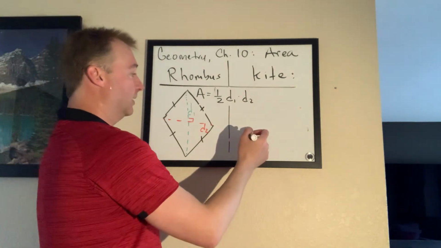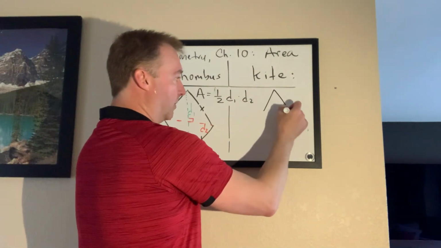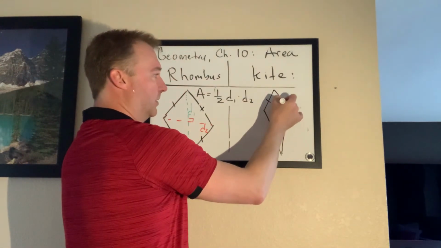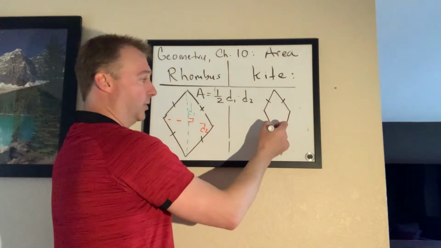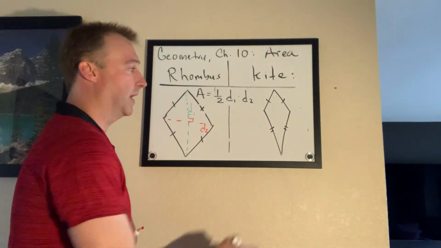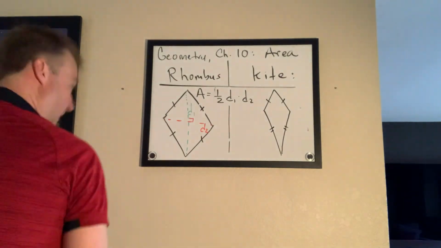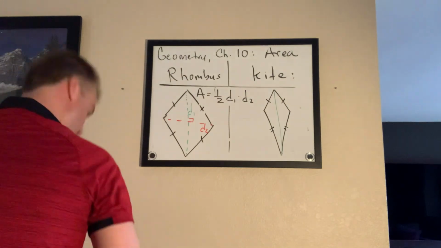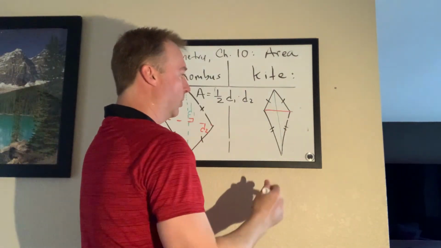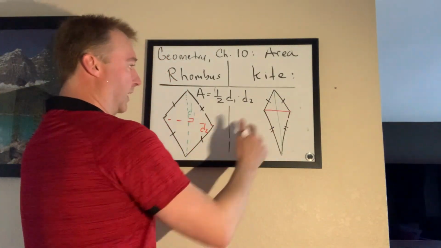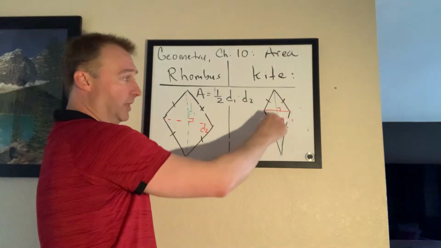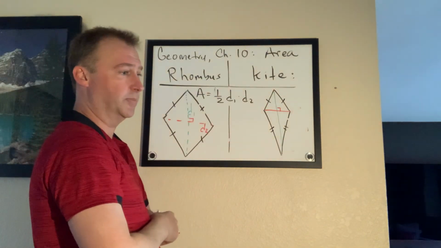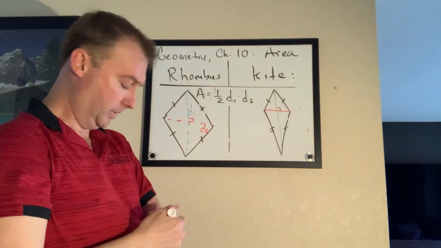Same thing goes for a kite. Remember, a kite is going to look like this. A pair of adjacent sides is congruent, and another pair of adjacent sides is congruent. The diagonals are perpendicular to each other, though they don't bisect each other. One of them bisects. Again, you've got a 90-degree angle there. Again, the green is D1, the red is D2. Same formula, area equals 1/2 D1 times D2. And in my next video we will do a sample of a rhombus and a kite.